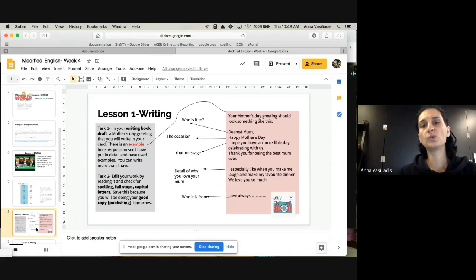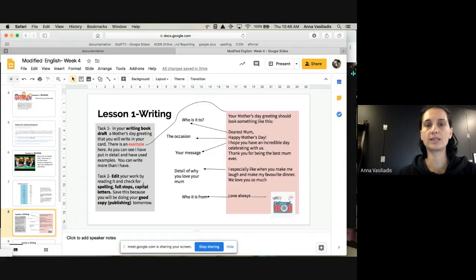Okay, so for your writing lesson, we're going to write a message for Mum for Mother's Day, which is on Sunday. So over here in the pink box, I have an example of one that I have done. It's got who it is to, the occasion, which is Mother's Day, my message to Mum, details of why I love my mum, and then who it's from. There's also a picture of a camera. This is one that we would like you to send to us.